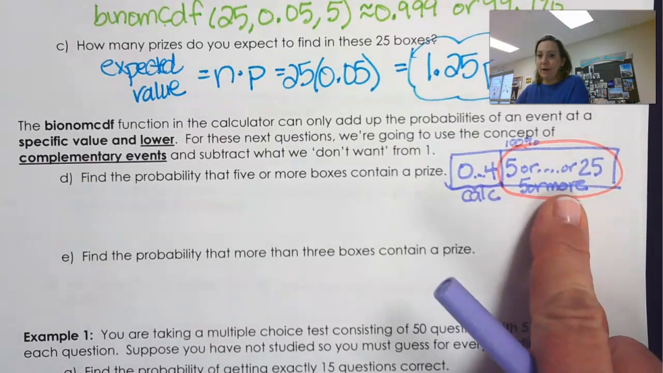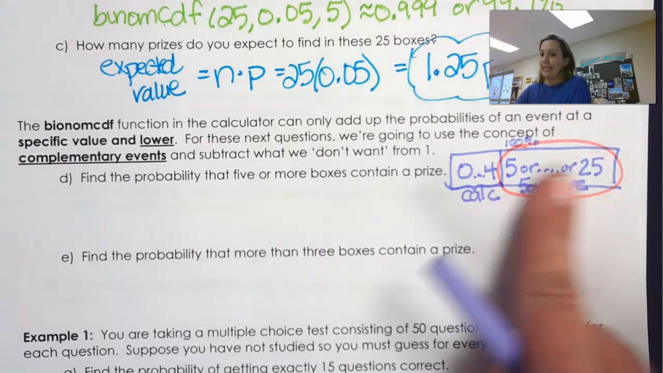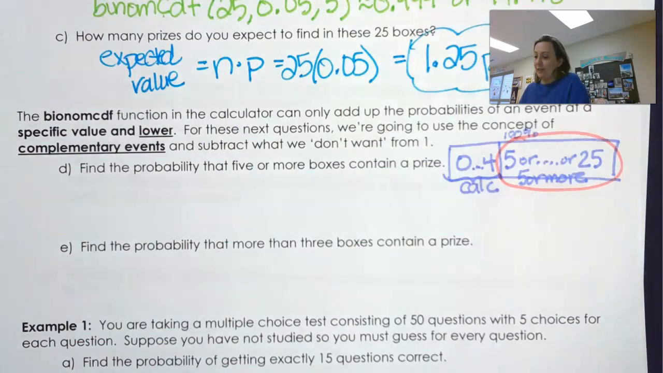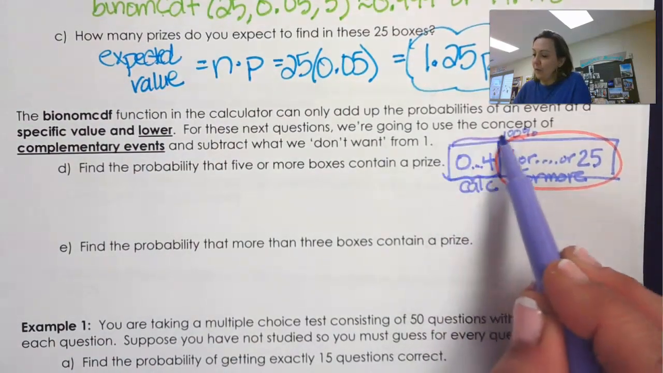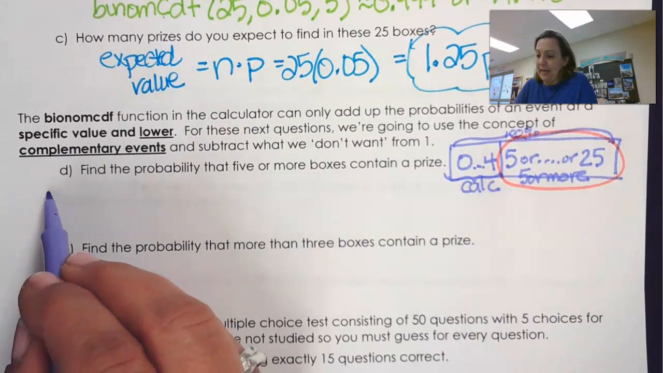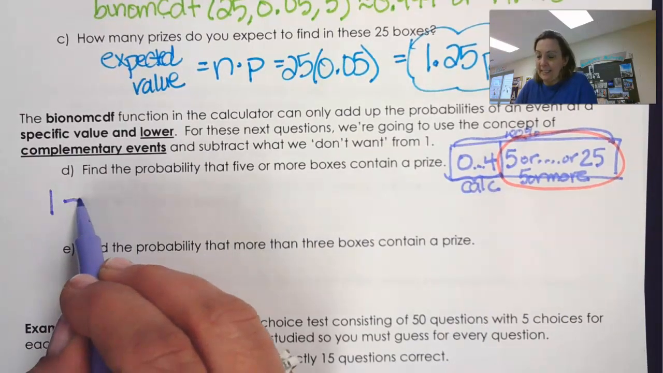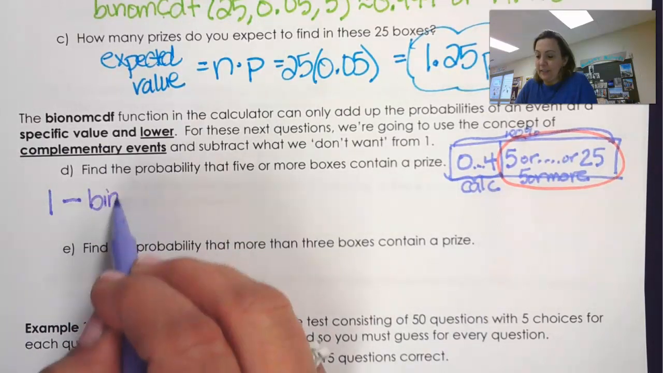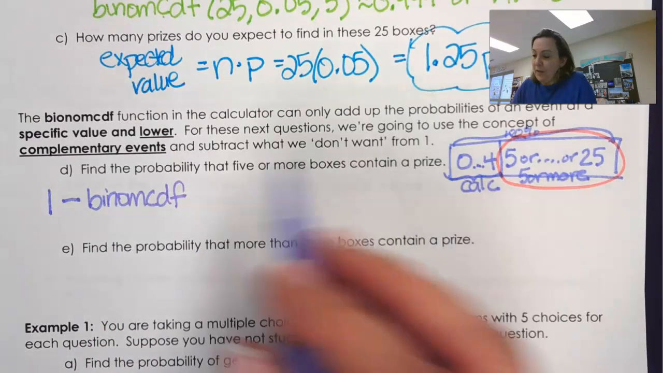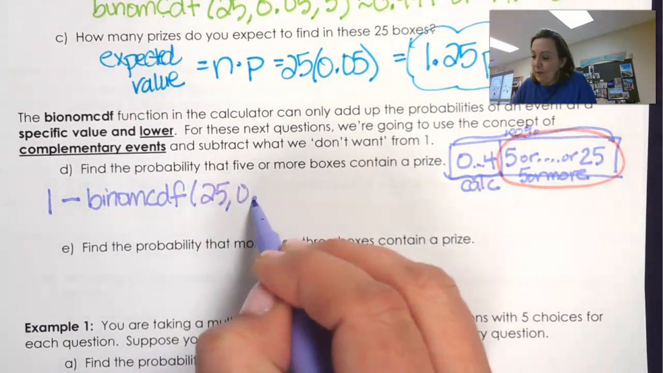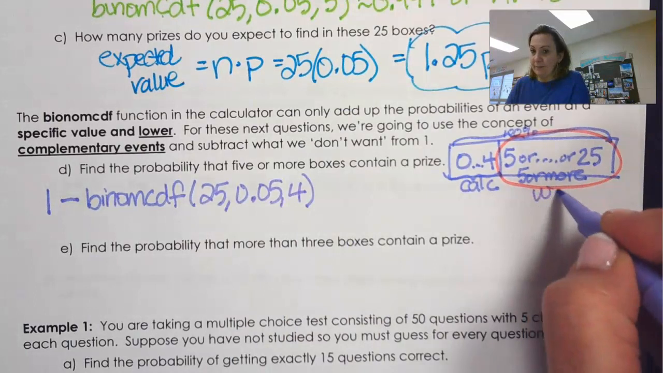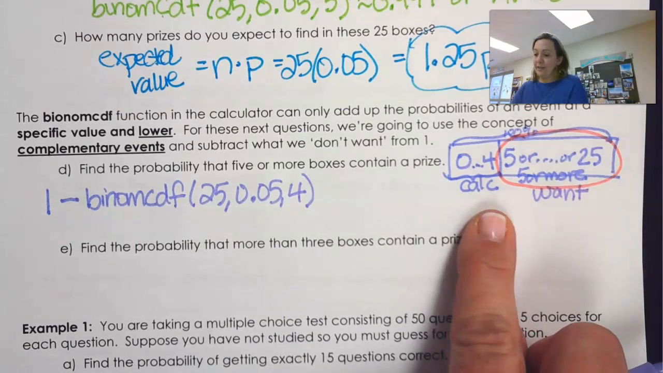And then to get this part, we would take the 100% and subtract that part off. Since this whole thing is 100%, to find this part we're going to take 1 minus the binomial CDF of 0 through 4. So we have 25, 0.05, and 4. Okay, so this is what we want. This is what the calculator gives us.